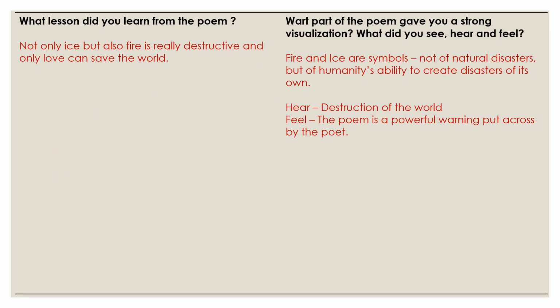Now, the important question we have to consider is, what lesson did you learn from the poem? Not only ice but also fire is really destructive, and only love can save the world. What part of the poem gave you a strong visualization? Fire and ice are symbols, not of natural disasters, but of humanity's ability to create disasters of its own. What do we hear in the poem? Destruction of the world. And what do we feel in the poem? The poem is a powerful warning put across by the poet.